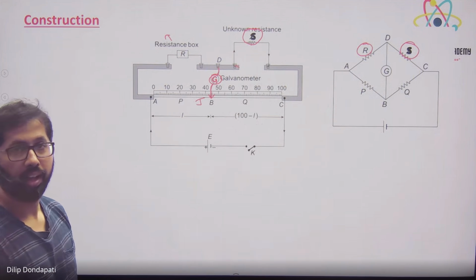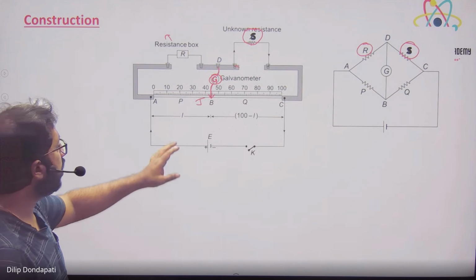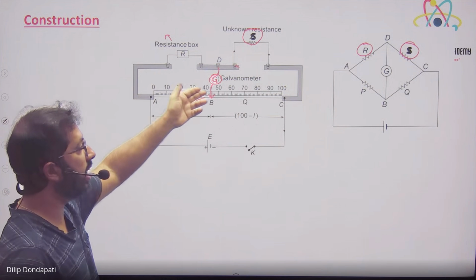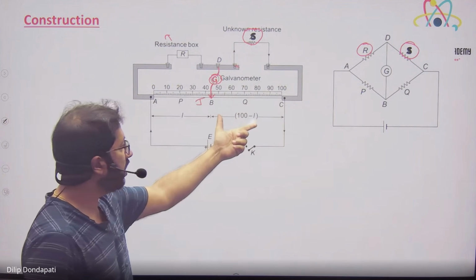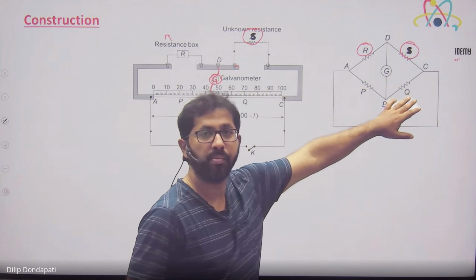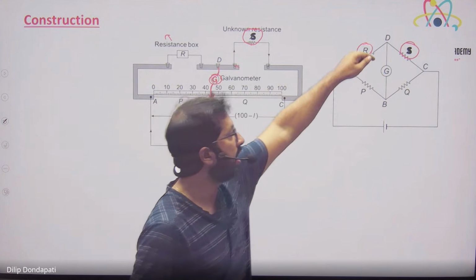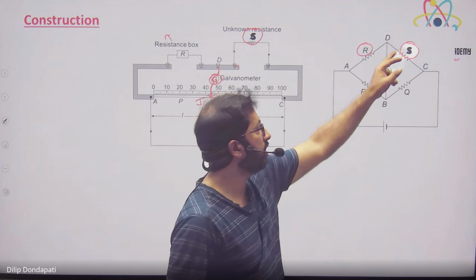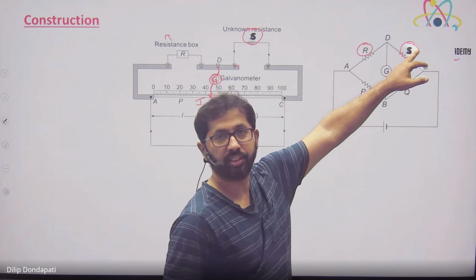Right? Now I am trying to convert this length into resistance, and then I will write it here. And this length to resistance I will write here. Then it becomes a balanced Wheatstone bridge, because current is not flowing, right? It becomes a balanced Wheatstone bridge. I can multiply this into this, into this. I will get the S resistance directly.